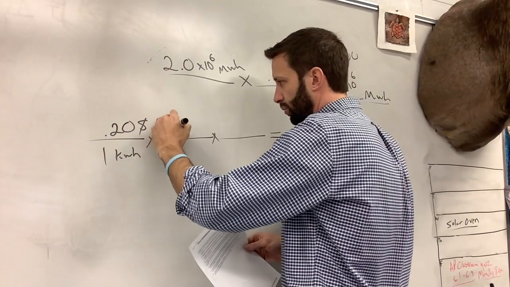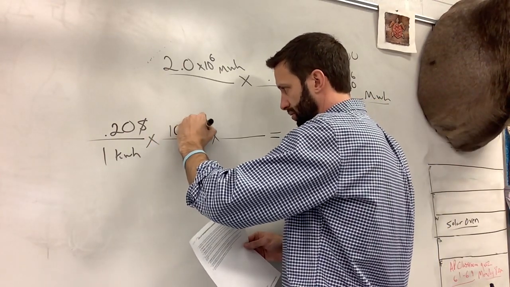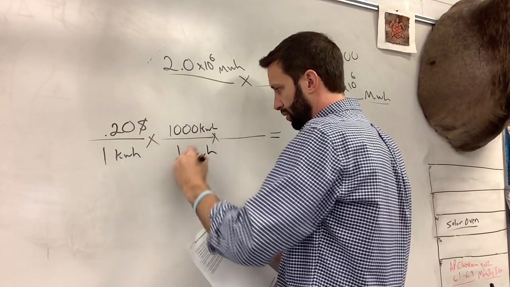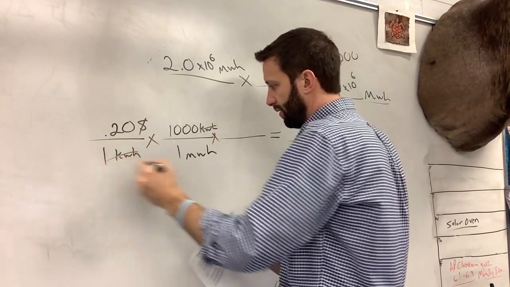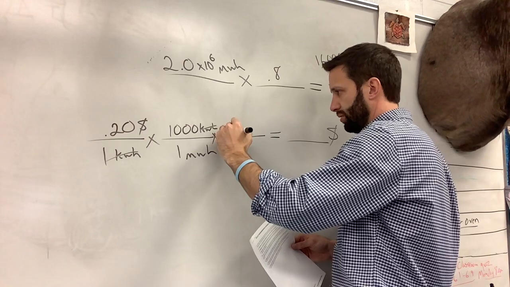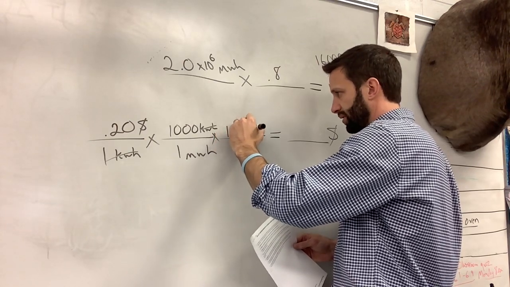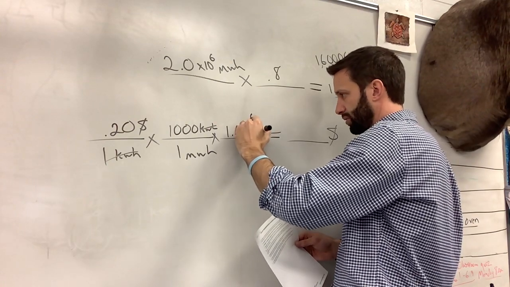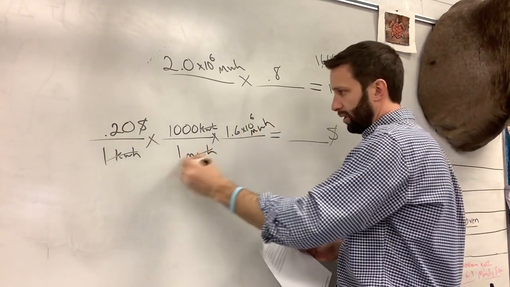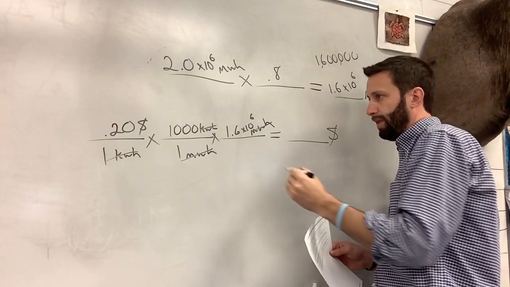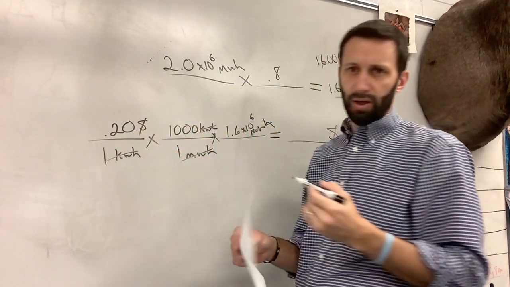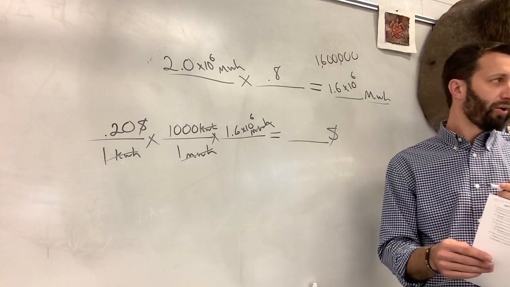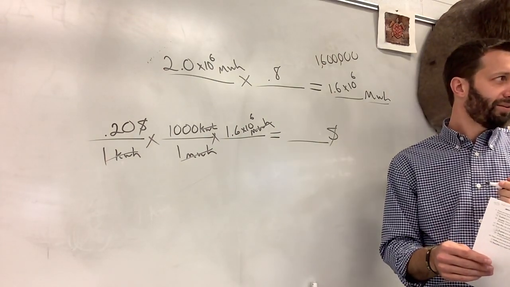So there's 1,000 kilowatt hours in 1 megawatt hour. So that's going to cancel out. And then for the project, there's 1.6 times 10 to the 6 megawatt hours. And so our megawatt hours are going to cancel out. And you multiply these together, and the cost will be $320. $320? 320 million. Yeah, 320 million.